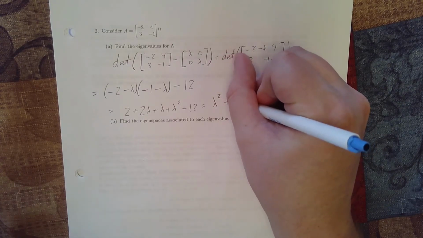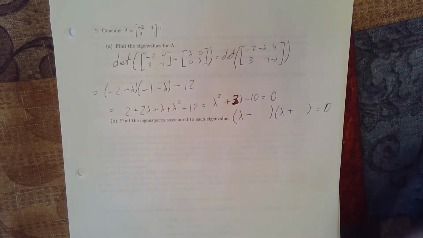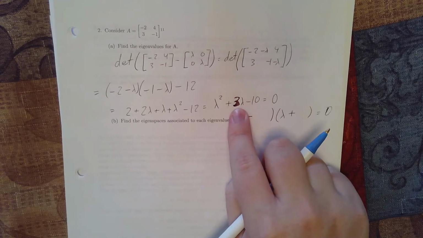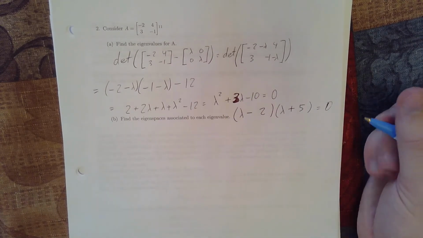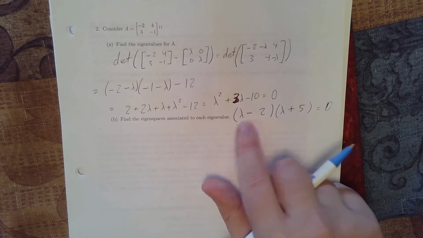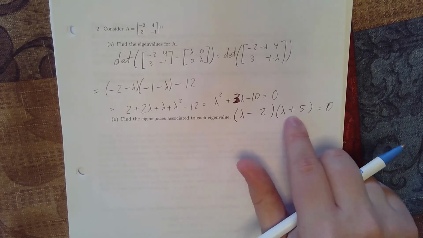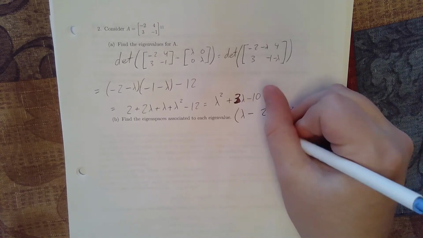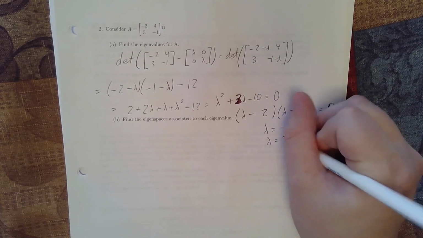So remember, it's okay to make mistakes. You just want to be able to backtrack through your work and figure out what happened. So if it's 3, we should have 5 and -2. Lambda minus 2 times lambda plus 5 equals 0. So that means our eigenvalues are lambda equals -5 and lambda equals positive 2.